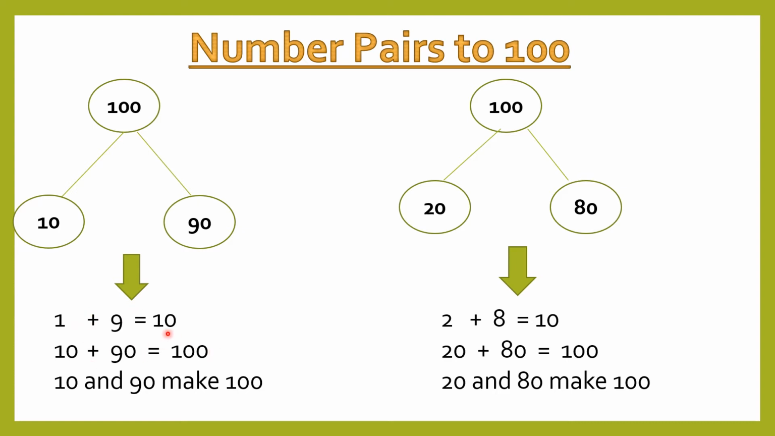You know the number pairs which make up 10, right? You must be knowing the number pairs which make up 10, like 1 and 9, and like 2 and 8. 2 plus 8 is also 10, and 3 plus 7 is also 10. 4 plus 6 is also 10. So since you do know the number pairs which make up 10, you can easily make number pairs which make up 100. How do you do that? You just add 0 to your values.